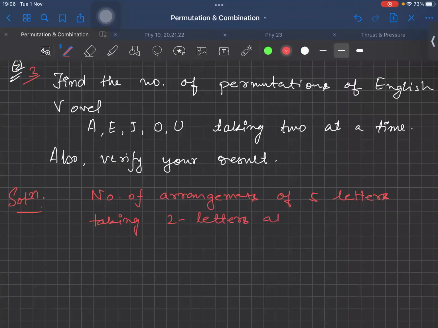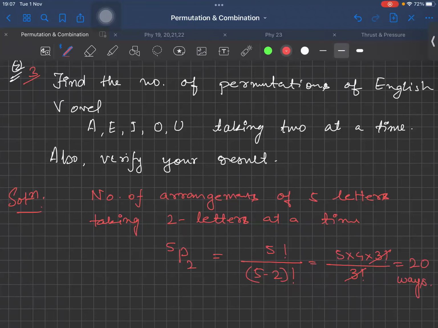So that will be 5P2. That means 5 factorial upon (5 minus 2) factorial, which is equal to 5 into 4 into 3 factorial divided by 3 factorial. This will be equal to 20 ways. Can you write the events? You also need to verify your result, right? Can you verify your result?